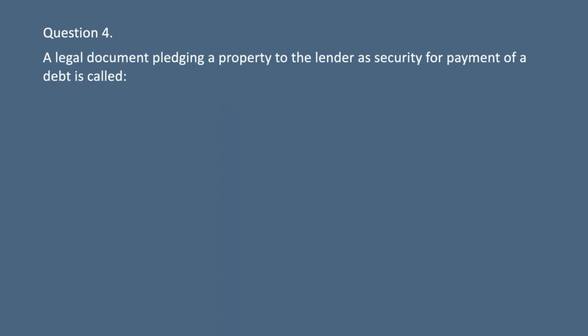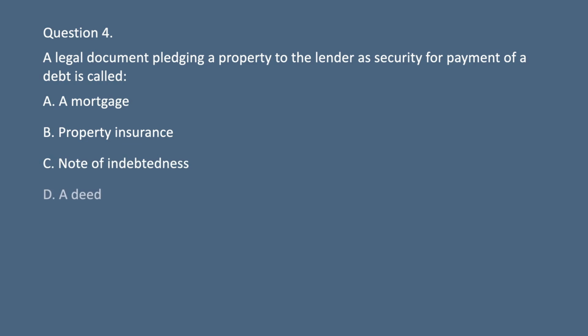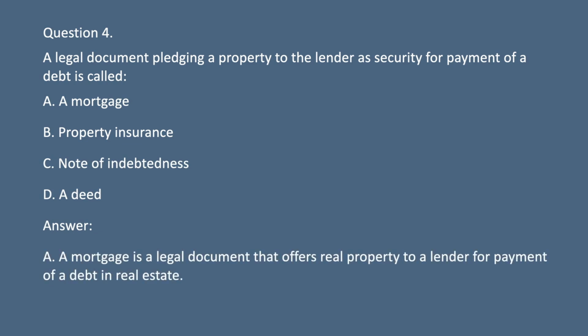Question 4. A legal document pledging a property to the lender as security for payment of a debt is called A. A mortgage, B. Property insurance, C. Note of indebtedness, D. A deed. Answer A. A mortgage is a legal document that offers real property to a lender for payment of a debt in real estate.